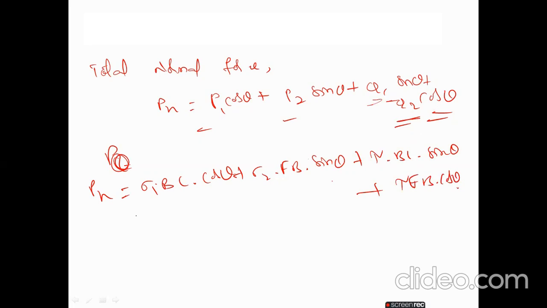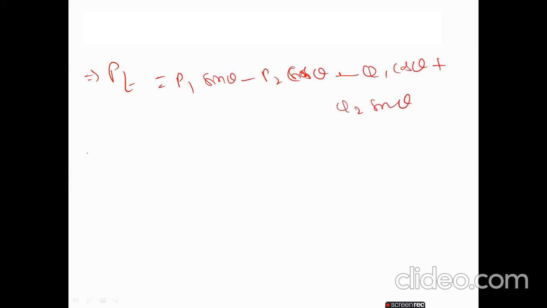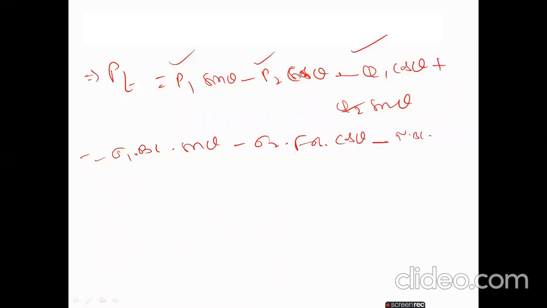Same like that, the tangential force also we have to calculate. That is Pt equal to P1 sin theta minus P2 cos theta minus Q1 cos theta plus Q2 sin theta. Now substitute P1, P2, Q1, Q2. So sigma 1 into BC sin theta minus sigma 2 into FB into cos theta minus tau into BC into cos theta, tau into FB into sin theta. This one we got Pn and Pt.